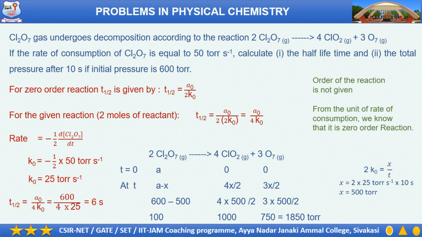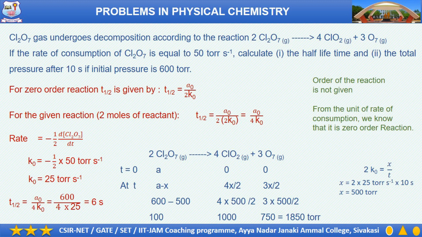And how to calculate X? You can make use of our equation, this one. How to calculate this? We have already given that, but here it is for 1 molar. For our purpose, 2 moles are present. Therefore, 2k naught is equal to X by T. Why have you put the 2 with k naught, do you know? 2k naught is equal to X by T. What is the time given? Time given is 10 seconds.